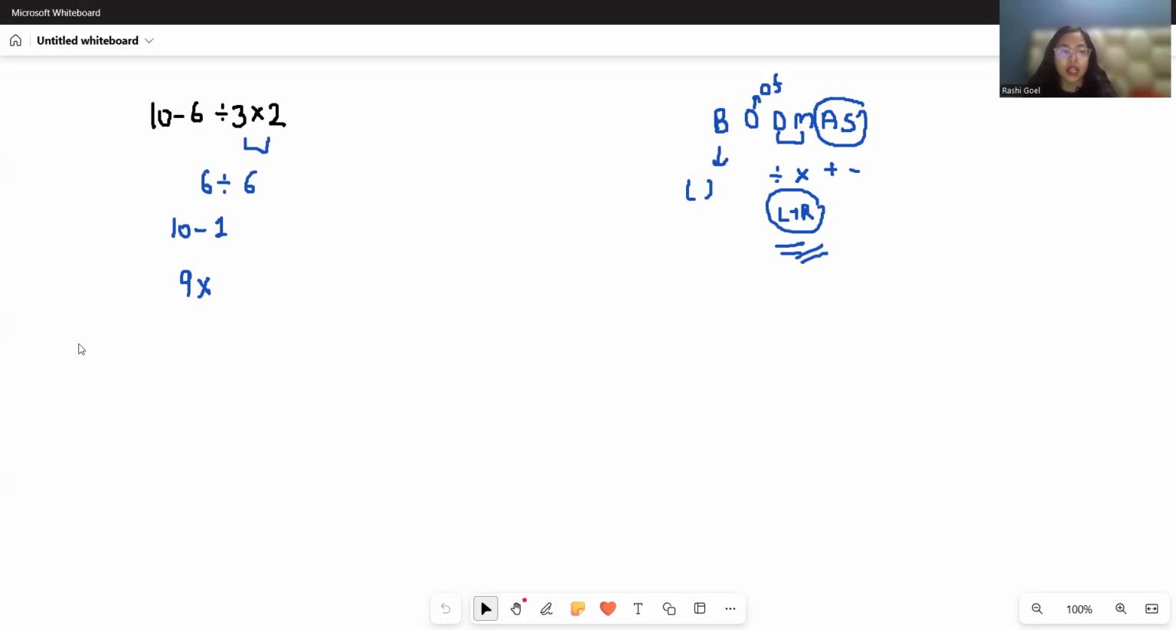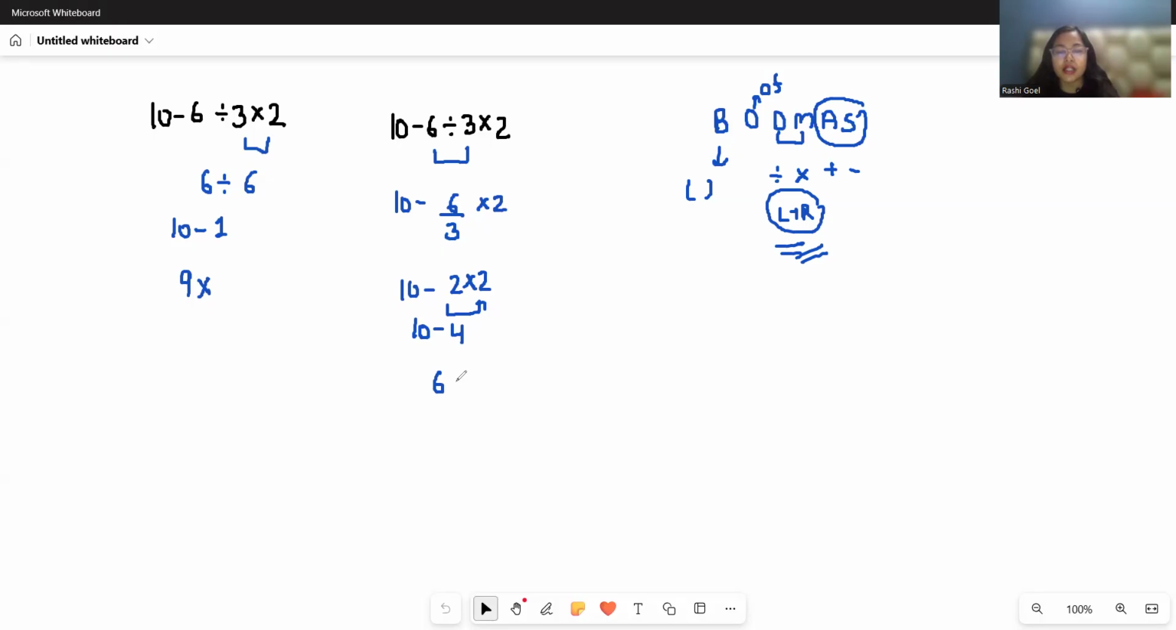So let's rewrite this equation again. 10 minus 6 divided by 3 multiplied by 2. In this expression, we have subtraction, division, multiplication. So we have to give priority to division. 6 divided by 3 is 2, and 2 times 2. Now we have two operations left, subtraction and multiplication. So we have to give priority to multiplication. So it becomes 4, and 10 minus 4 is 6.